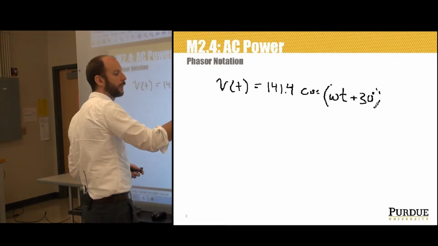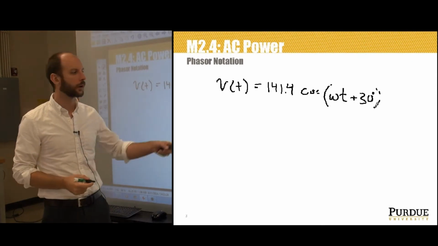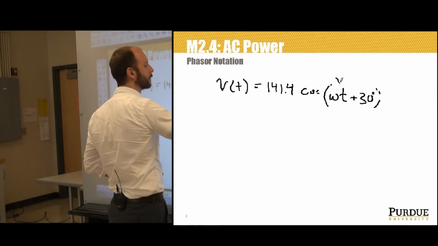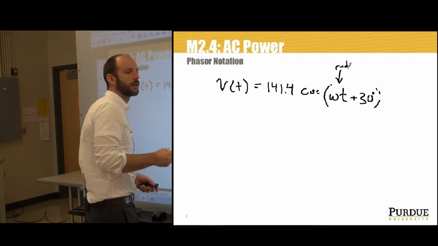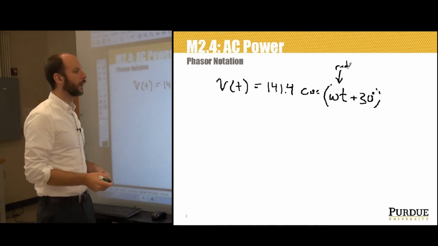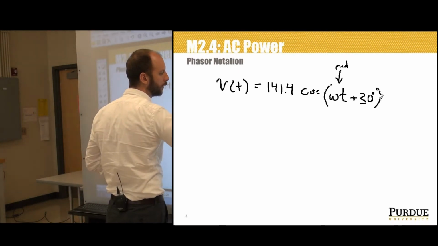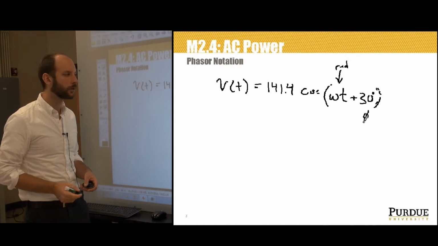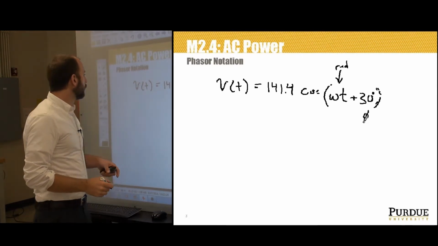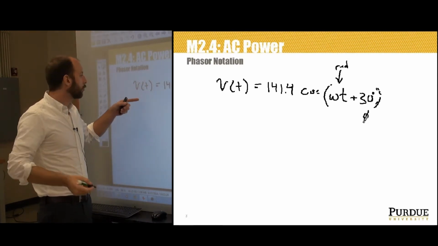You'll probably recall that omega is usually in radians per second, and time is usually in seconds, which means the product of the angular frequency and time is going to be in radians, where the phase shift, phi, is commonly given in degrees. So, I can do something similar.